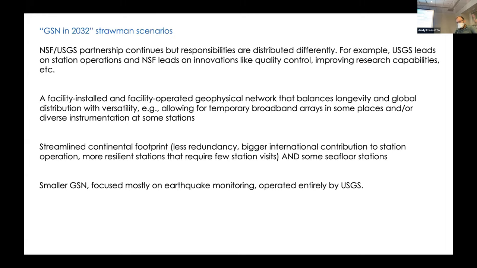Thoughts about any of these scenarios or other scenarios?